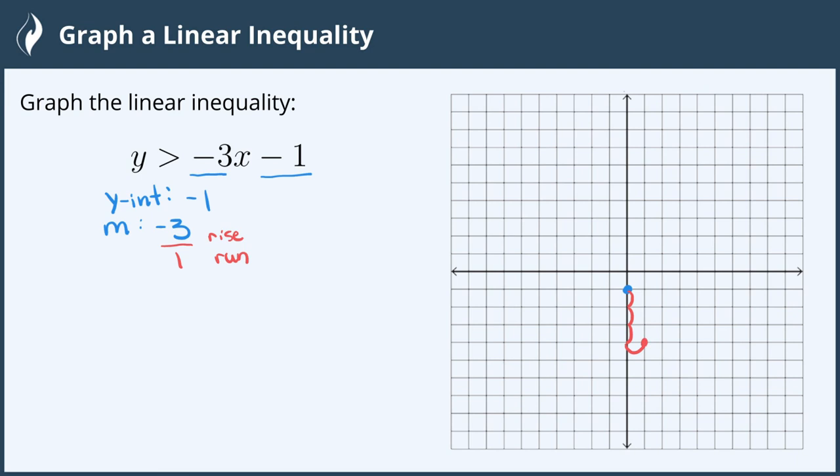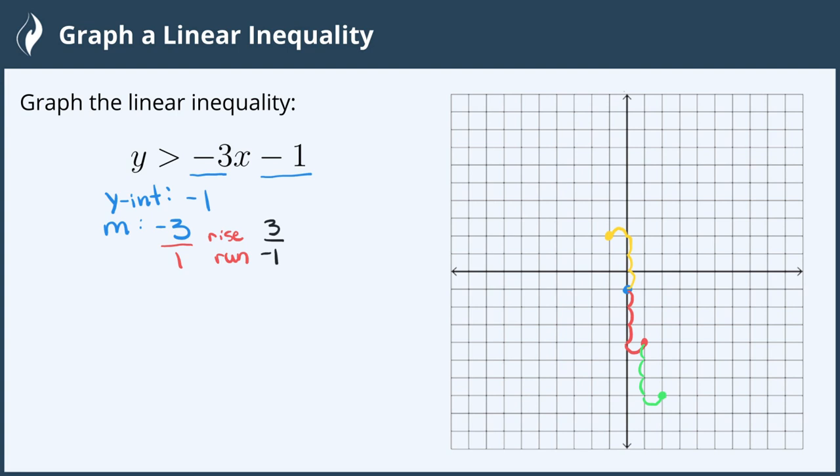We could do it again as well. So from this point, we could go down 3 again, 1, 2, 3, rising downwards, and then running in the positive direction, which is to the right, 1. We could also reverse those and do 3 over negative 1, because positive 3 divided by negative 1 is negative 3 still. So we can rise positive 3 units, 1, 2, 3, and run backwards left 1 unit in this direction. Now we have a bunch of different points that are all in the same line, the boundary line for this inequality.